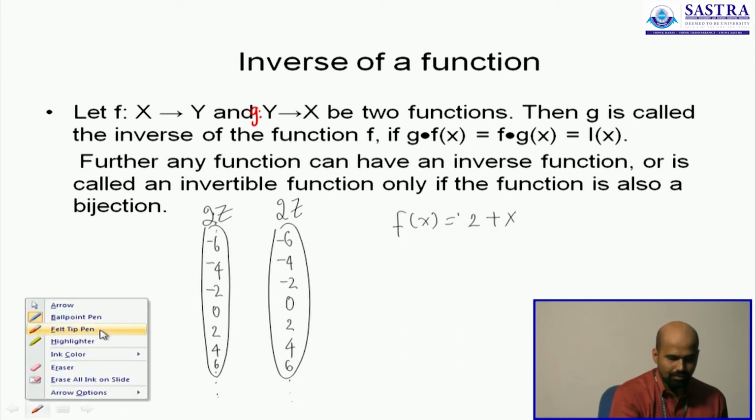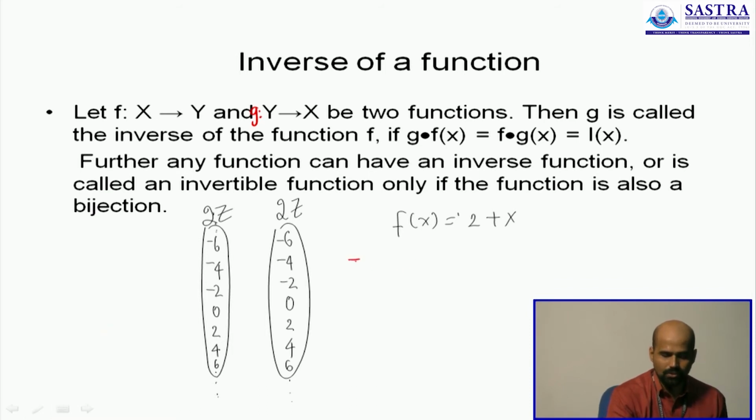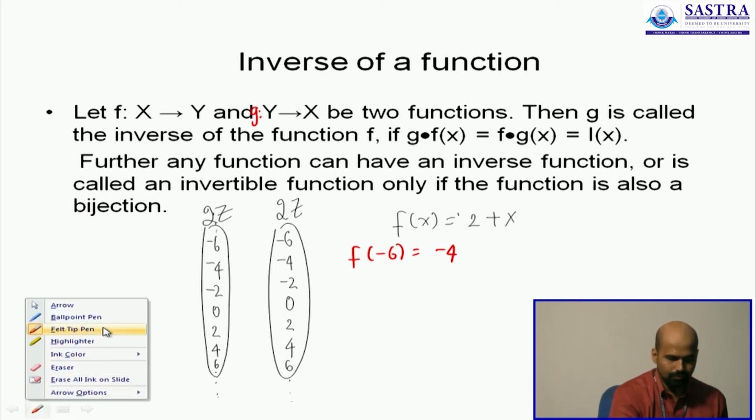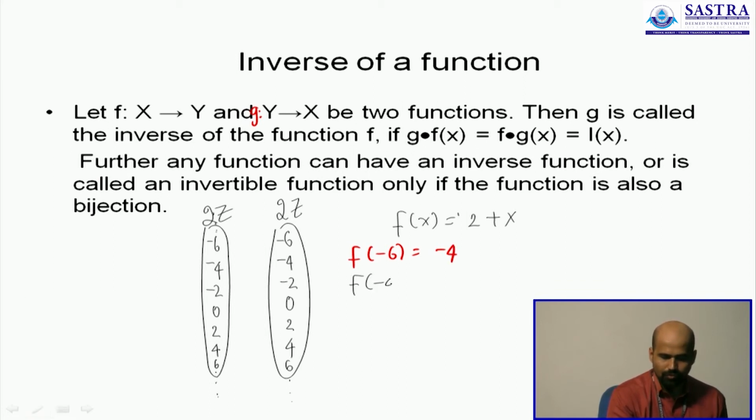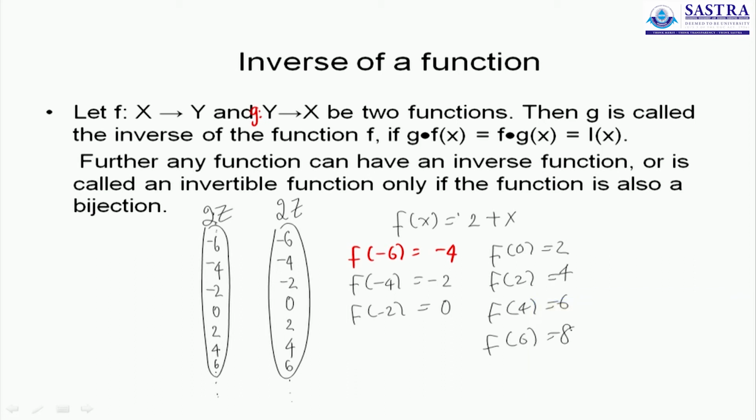Now when I define the function, I say f of x is 2 plus x, so f of minus 6 is minus 4, f of minus 4 is minus 2, f of minus 2 is 0, f of 0 is 2, f of 2 is 4, f of 4 is 6, and f of 6 is 8, so on and so forth I can define. So the arrows will just go down by one step and you can have the functions defined in this manner.